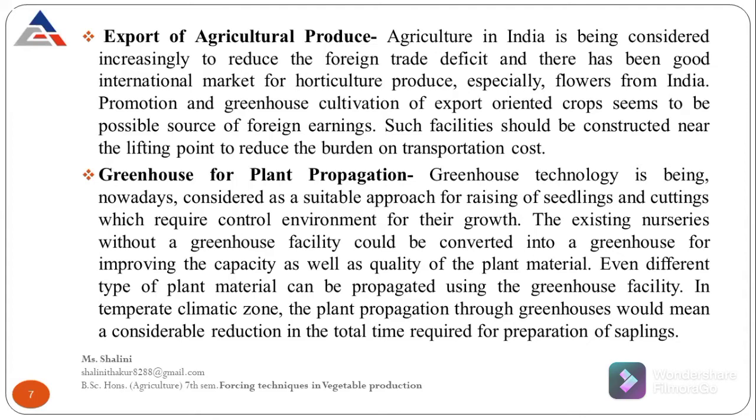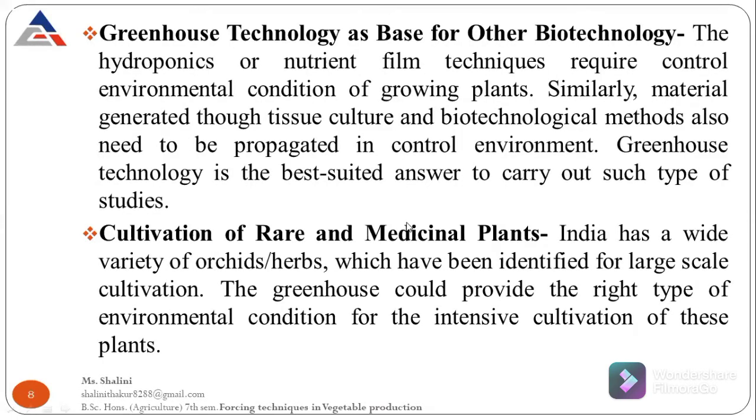Next is the greenhouse for plant propagation. We also use greenhouses for research and development purposes. So we are raising seedlings there. We are using cuttings. Like in flowers, we almost do cuttings. In the case of rose, we are just taking its cutting and planting it in our greenhouse. So plant propagation, I can say asexual propagation, is mostly greenhouse technology as a base for other biotechnologies, and also for engineering purposes.